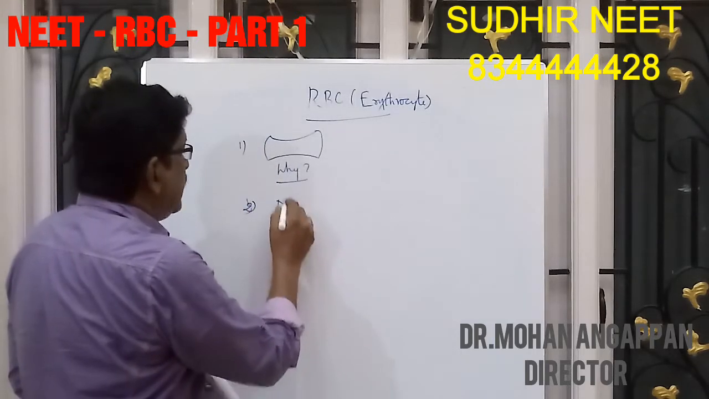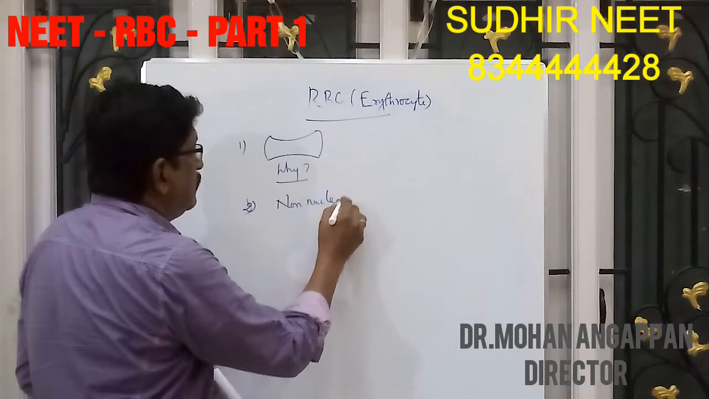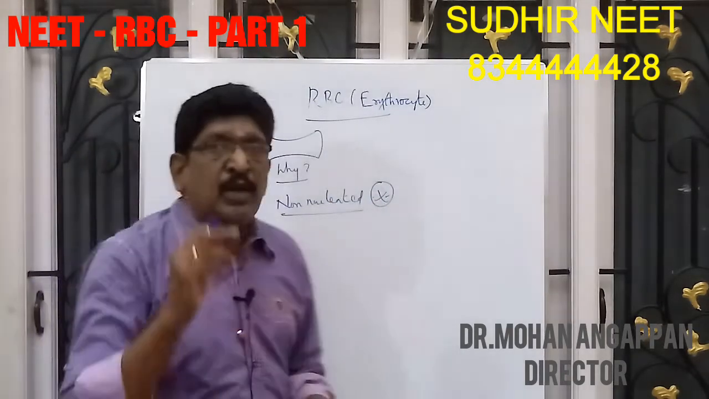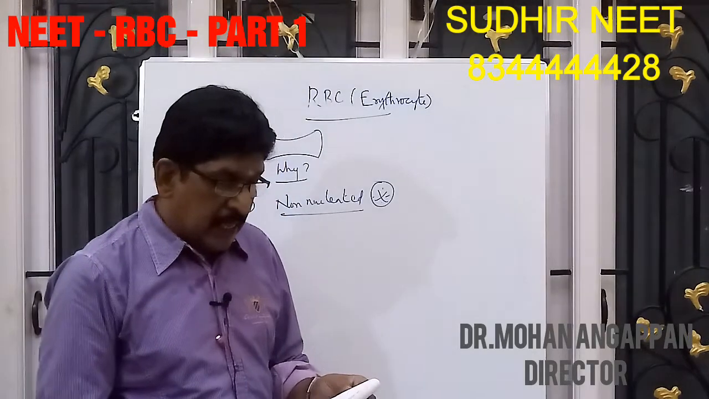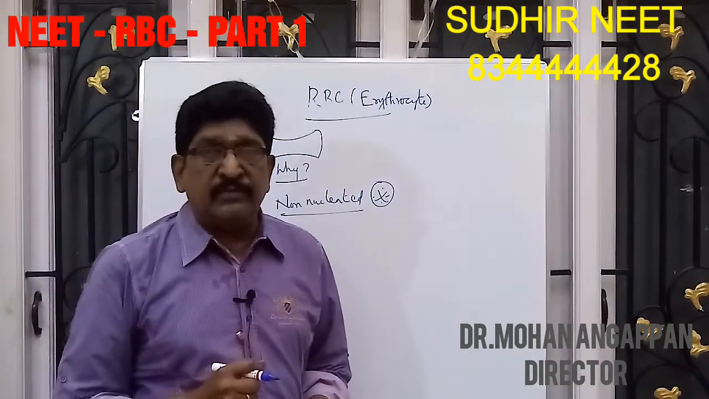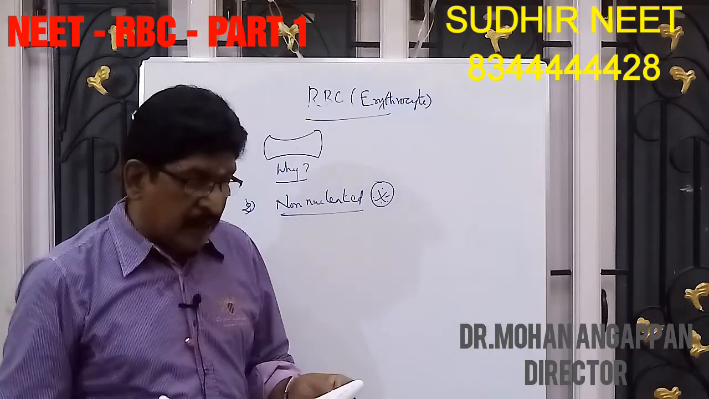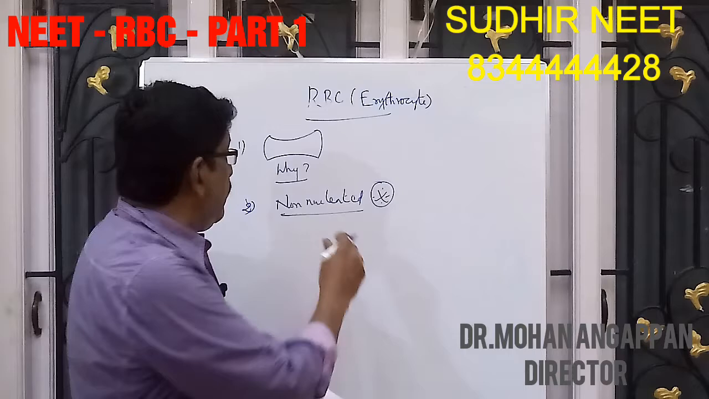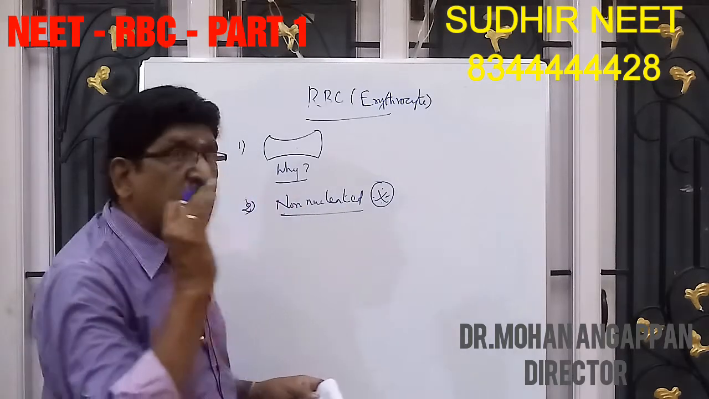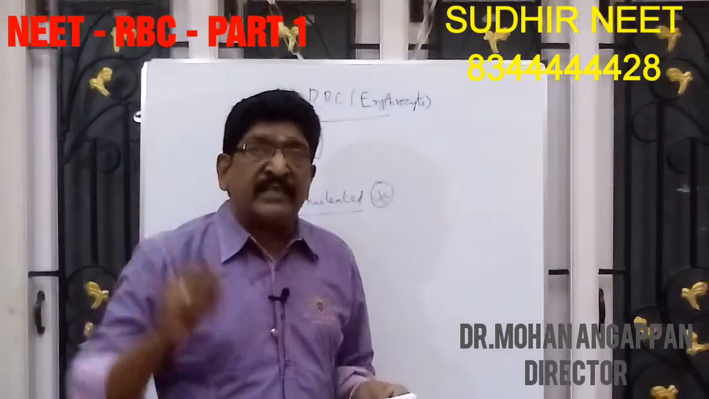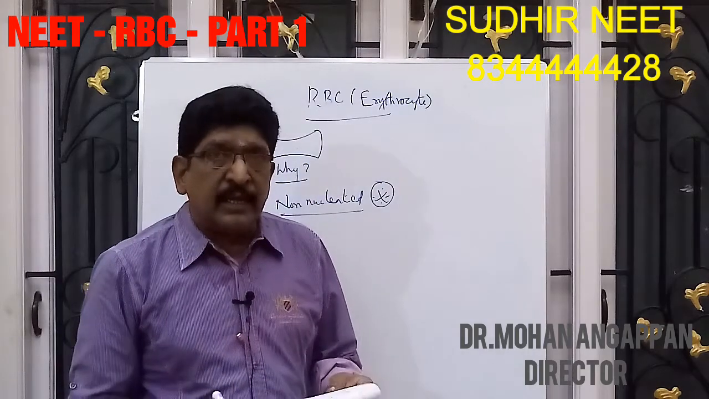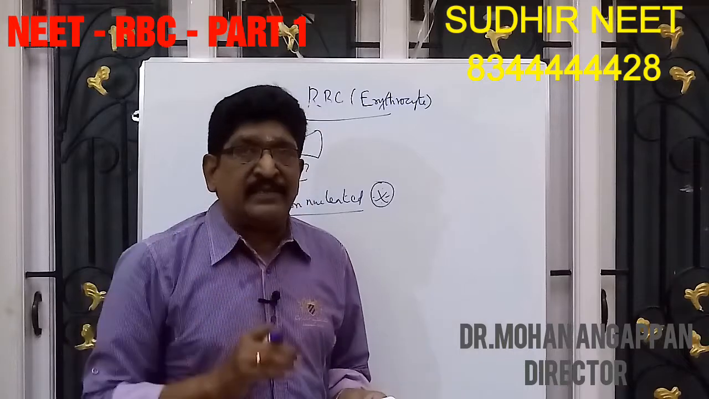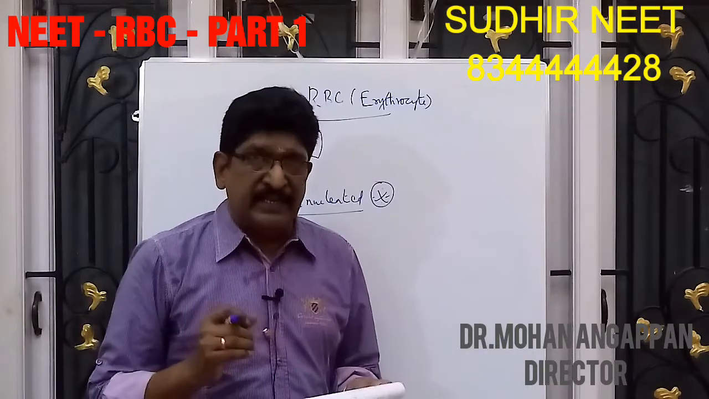Then next, I told you it is non-nucleated. Very important. RBC is non-nucleated. Why is it non-nucleated? You must know. For 2 reasons. With the absence of nucleus, it gains 2 purposes. Number 1, it provides extra surface for oxygen in the RBC. Number 2, it helps in passing through the capillaries.